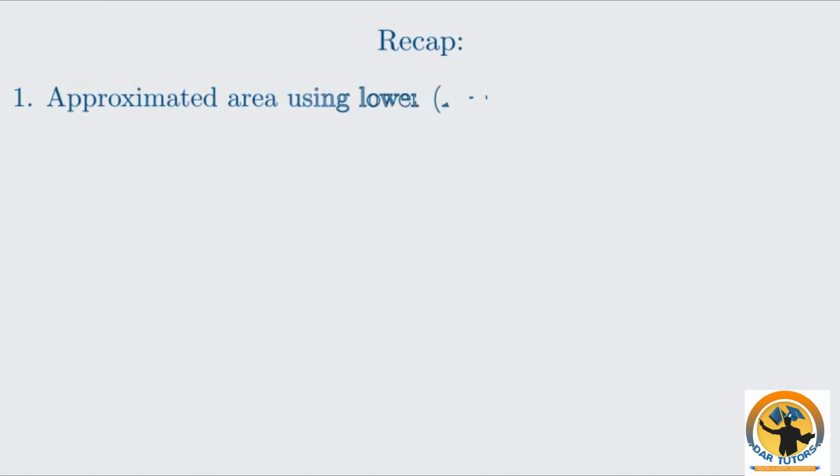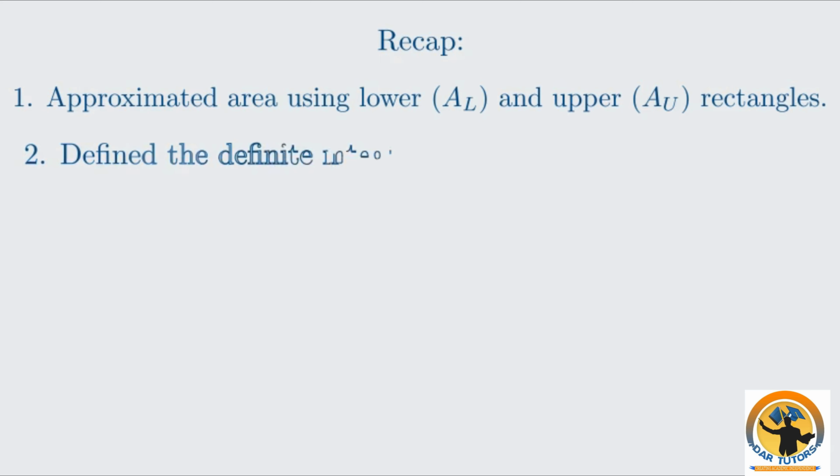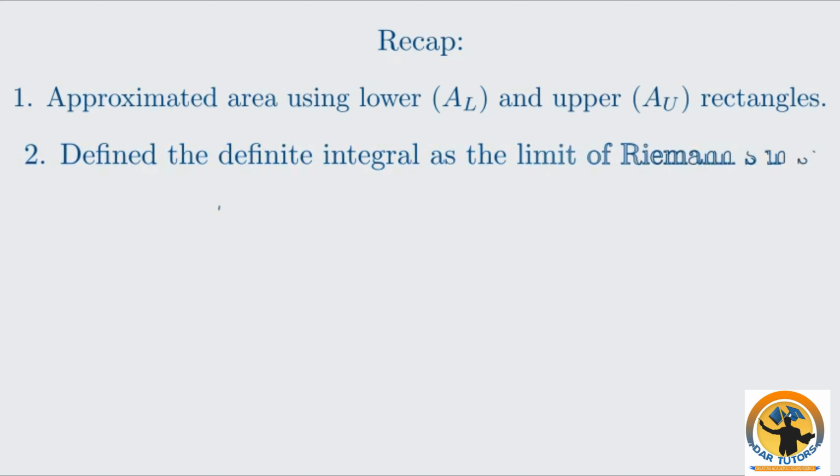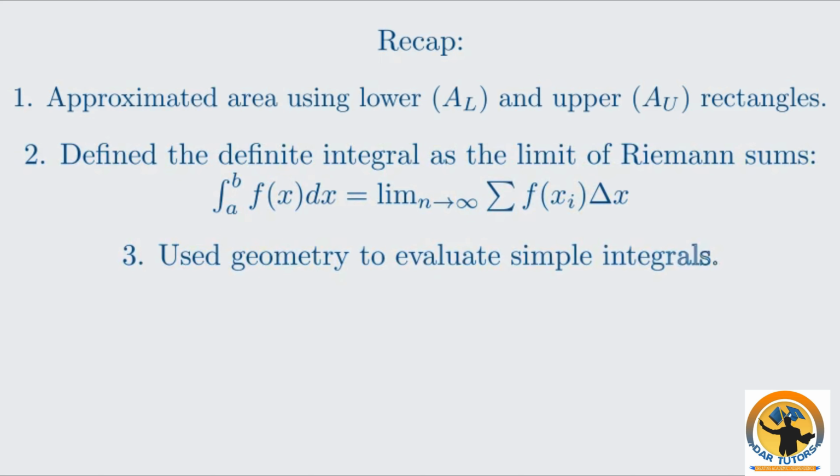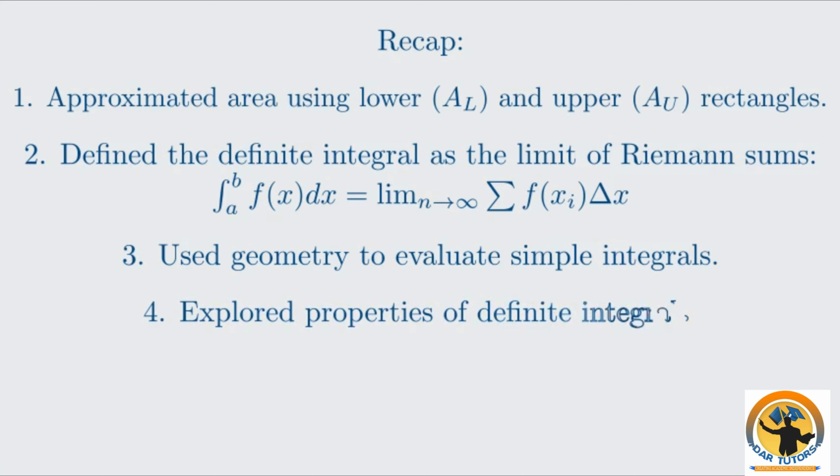Let's recap what we've learned. We started with the problem of finding the area under a curve. We saw that we can approximate this area using lower and upper rectangles. As we increase the number of rectangles, our approximations become more accurate. This led us to the formal definition of the definite integral as the limit of these Riemann sums. This limit gives us the exact area. We also learned that for simple geometric shapes, we can evaluate integrals directly using area formulas. Finally, we explored key properties like the zero width and additivity properties.